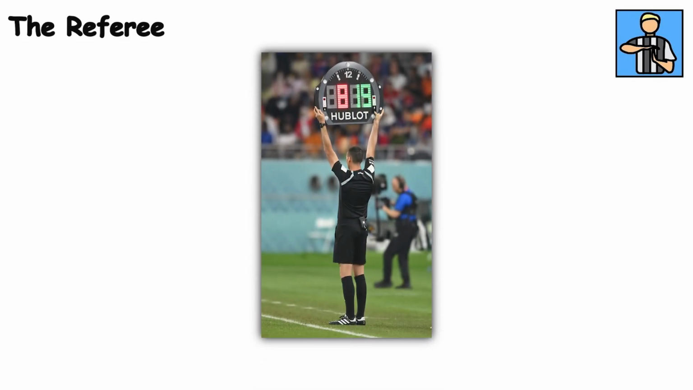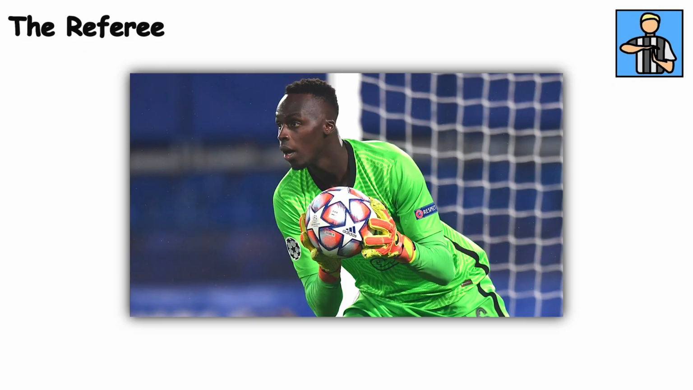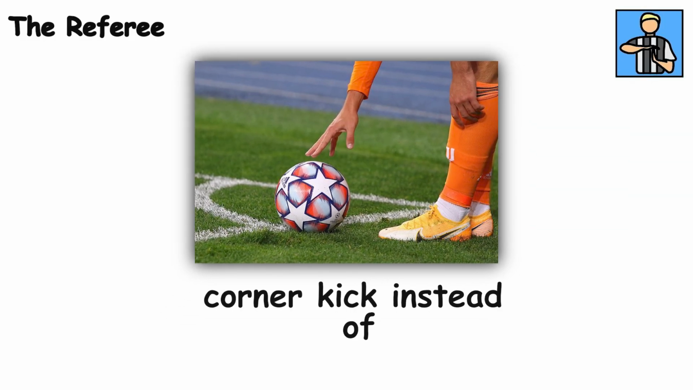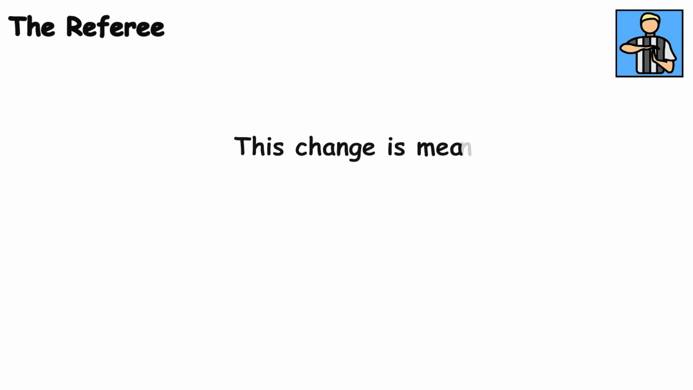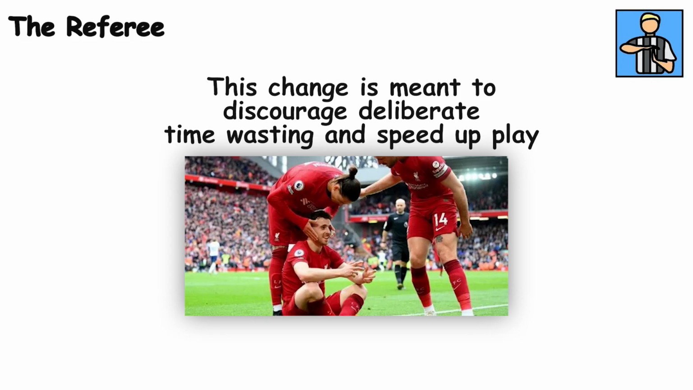A new rule starting next season gives referees the power to enforce an 8-second rule for goalkeepers holding the ball. After 5 seconds, a visible countdown begins. If the goalkeeper still holds the ball beyond 8 seconds, the defending team is awarded a corner kick instead of an indirect free kick. This change is meant to discourage deliberate time wasting and speed up play. Trials across competitions showed strong compliance with few corners actually awarded.